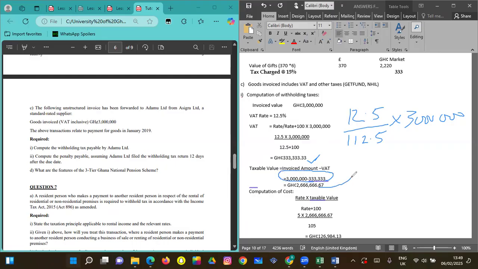We don't have VAT in it, but we have NHIL and GETFund in it, right? So you have to take the NHIL and the GETFund also out. Now the NHIL and the GETFund, when we add them together, it's going to be 5%, right? So we also do 5 over 105 times 3 million, sorry.